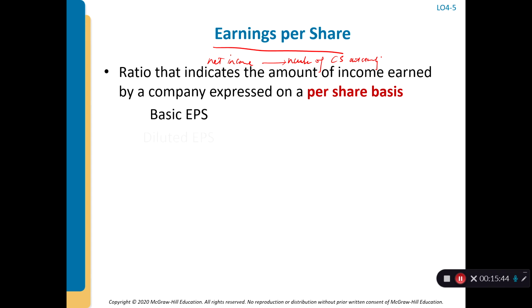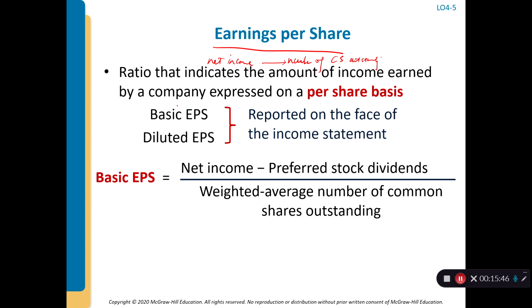And how do we calculate it? We have two kinds of EPS. I call it earnings per share, and we call it EPS. One is the basic EPS, another one is the diluted EPS, and both are required to be reported on the face of the income statement. The basic EPS is net income minus the preferred stock dividend, divided by the weighted average number of common shares outstanding. I believe this has been covered in financial accounting, but I do want to emphasize this weighted average number of common shares outstanding.